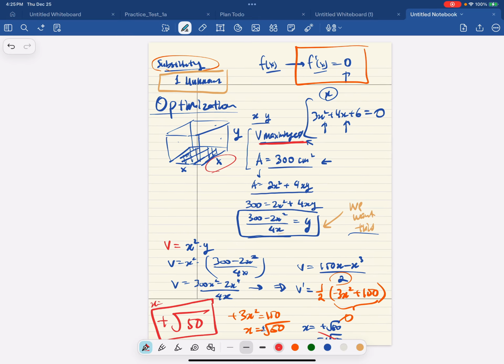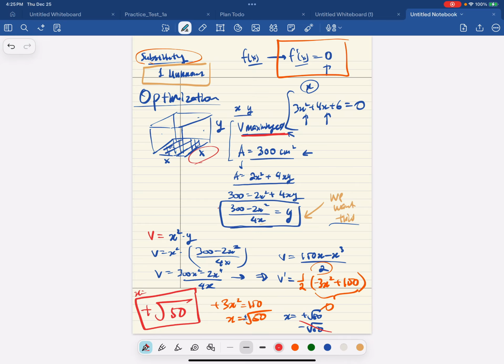We can also look for y by using either this one, or you can do the complicated stuff and go look for that. But I'd say you can just plug in here because you already have y directly. So 300 minus 2 times root 50, divided by 4 times root 50. You can solve for y, which gives root 50. That is the optimization.